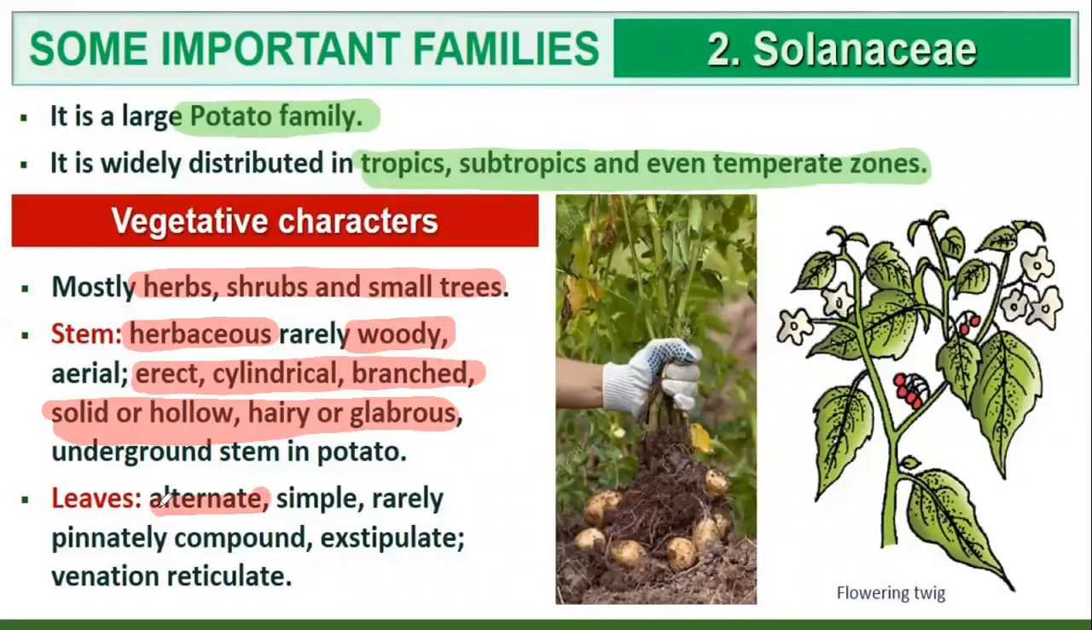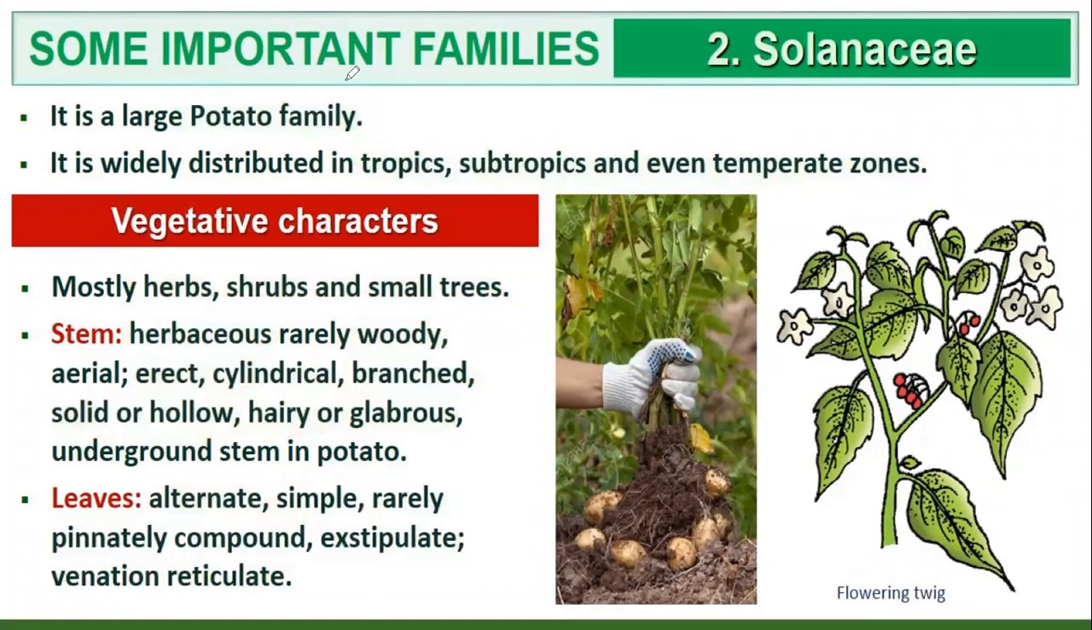Leaves, they are alternate, right, left, right, left. They are simple. They are rarely pinnately compound. When I say pinnately compound, it means the leaflets are very small in size. Exstipulate, stipule is not present. What about the venation? Reticulate venation. Reticulate venation means it shows a network. So this is the Solanaceae family.